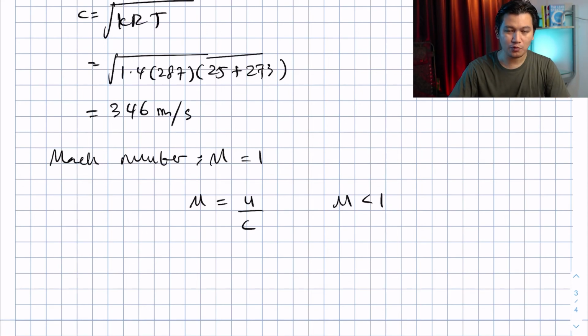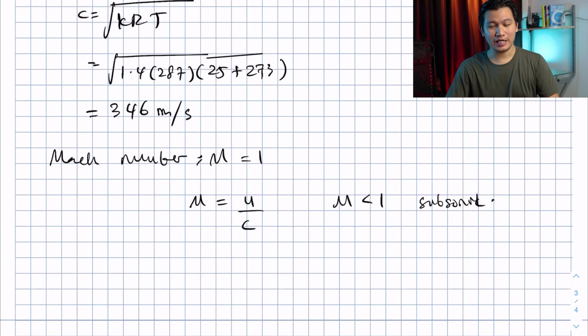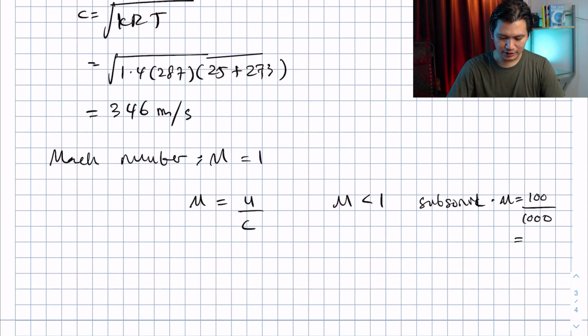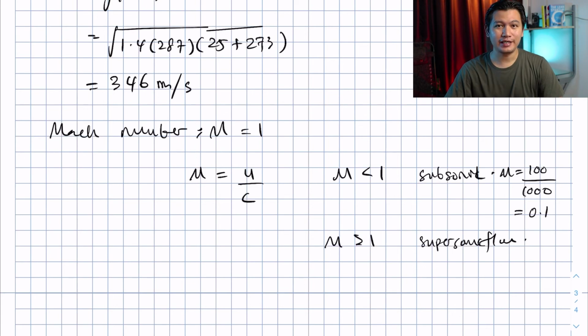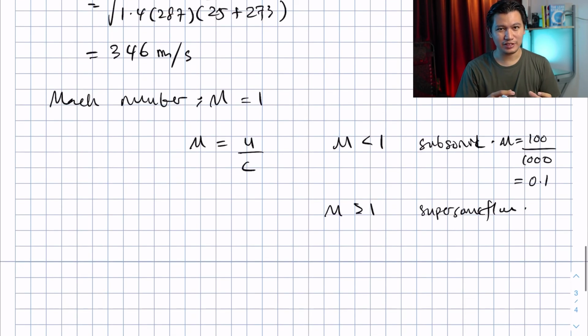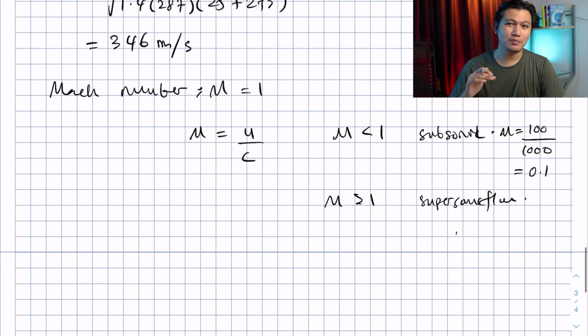If the Mach number is less than 1, then the flow is called subsonic. Let's say you are moving along the highway at 100 km an hour, and the speed of sound is 1,000 km an hour. So your car is moving at 0.1 Mach number. If the Mach number is greater than 1, this is called supersonic flow, and you can achieve this in a fighter jet. In an airliner, usually the Mach number is around 0.8. So the passenger aircraft is moving at subsonic speed, and the jet fighter is usually moving at supersonic speed.